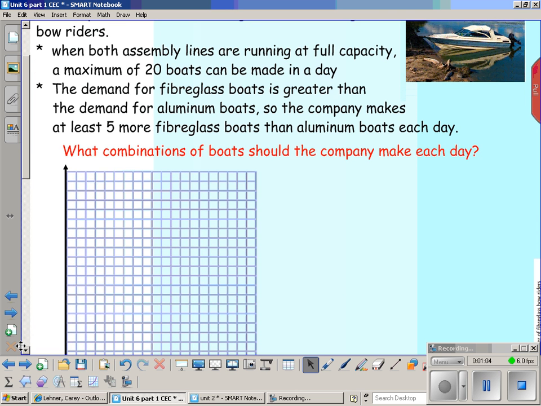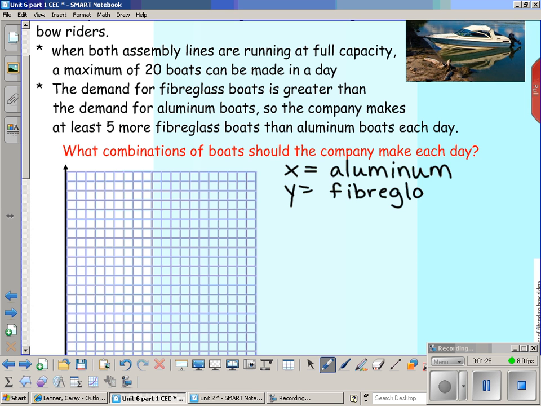What we have here is we've got fiberglass boats and aluminum boats. So let's let X be one of them. We can say that X is going to be the number of aluminum fishing boats, and that Y is going to represent the number of our fiberglass boats. All right, so we do need to start with that.